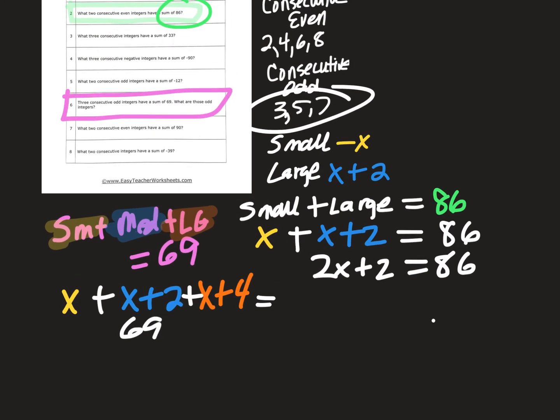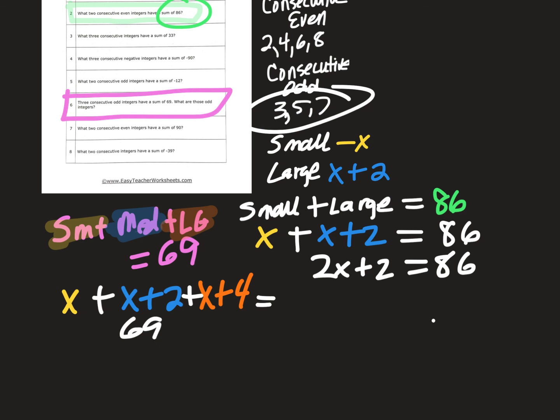Wait, so it's equal either way? So equal because it says it has a sum of 69. Mm-hmm. I mean, like, when you're doing x plus 2, when it's negative, it's still 2. It's still going up by 2 every time. That's a great question. You're still going to add even though it says negative.